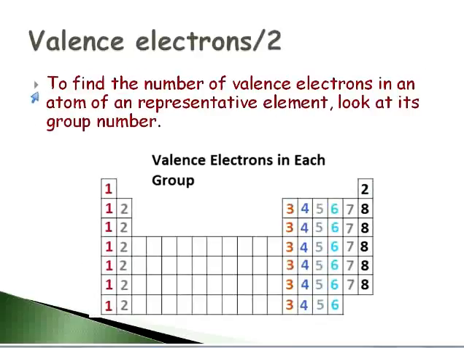To find the number of valence electrons in an atom of a representative element, you look at its group number. Again, this is not news. We've talked about this before. It's group 1A, 2A, 3A, 4A, 5A, 6A, 7A, 8A. Also, if you count from 1 through 18, you could just subtract. This would be 13, 14, 15, subtract 10, and that'll give you the valence number also. You might see that numbering in some periodic tables.